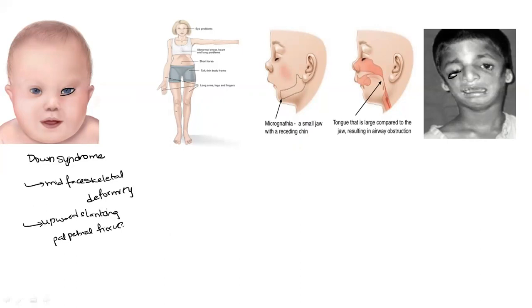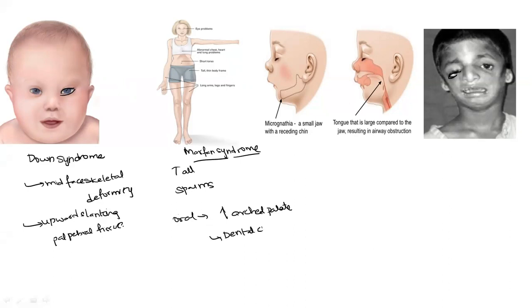Okay. Now, in the Marfan syndrome, the person will be tall, but he'll have a lot of spasms. Okay. And he might also experience abnormal chest and heart activity also. Now, this is Marfan syndrome, where the person is tall but has spasms. So here, their oral findings are they have high arched palate. And also you can see there is a lot of dental crowding.